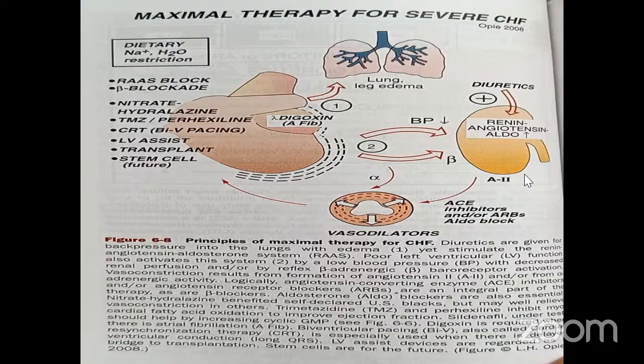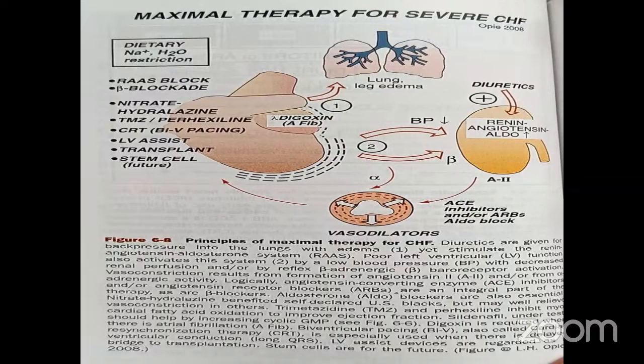Then we start off with RAS blockade and beta blockade, because the renin-angiotensin system is activated. Low blood pressure with decreased renal perfusion causes reflex beta adrenergic baroreceptor activation. Vasoconstriction results from formation of angiotensin 2, and blockade with ARBs is an integral part of the therapy, as are beta blockers.